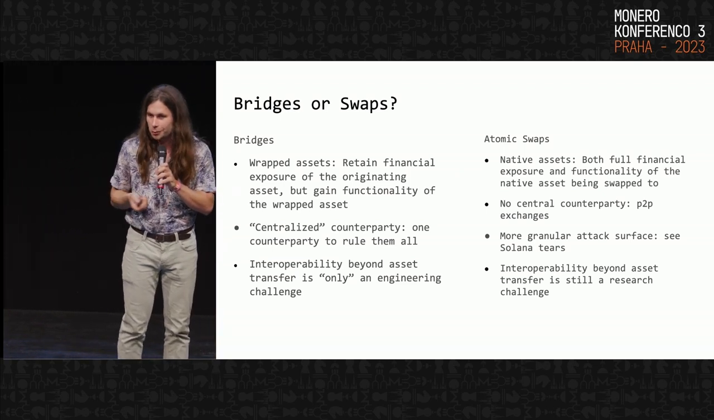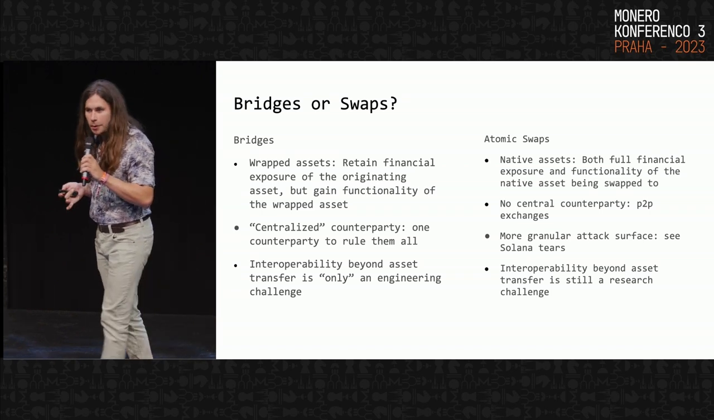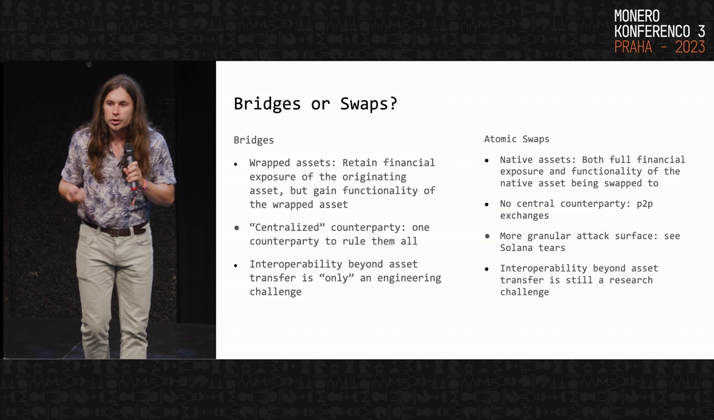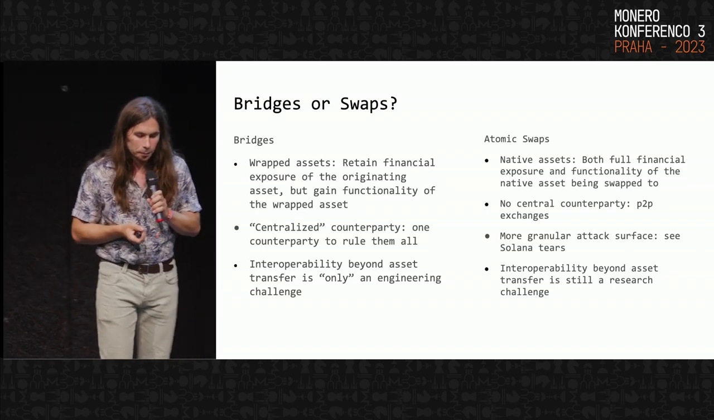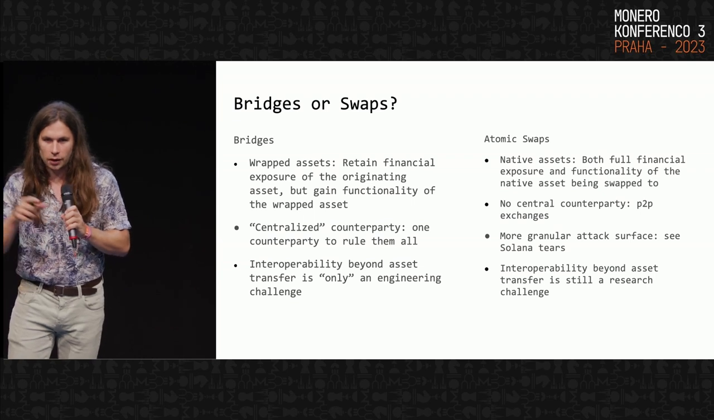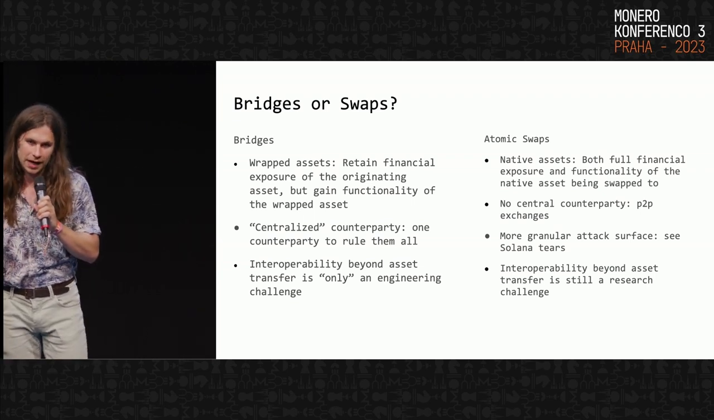Let me first do one thing, just for context for anyone who comes from another environment like Ethereum. Bridges or swaps, both of them allow you to change assets across different chains. When should you choose one and when should you choose the other? What bridges do is that they wrap assets from one chain onto the other one. So you're not trading the native assets, but you use some wrapped representation.